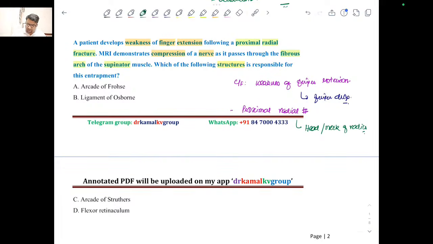So overall, what is happening? This is a classical case of injury to which nerve? Injury to the posterior interosseous nerve. So that we can understand.